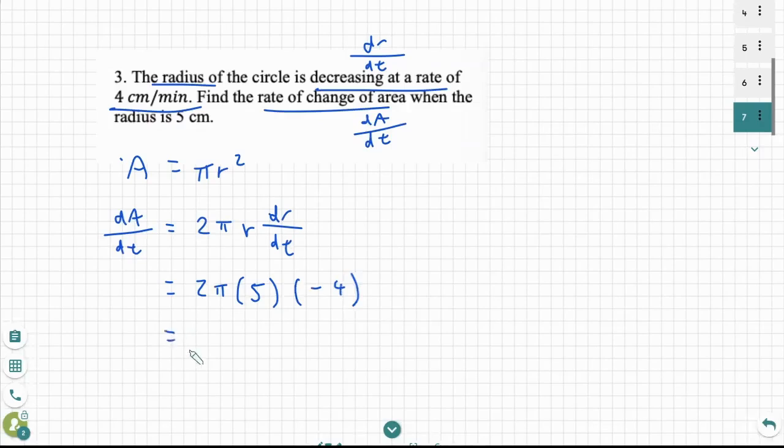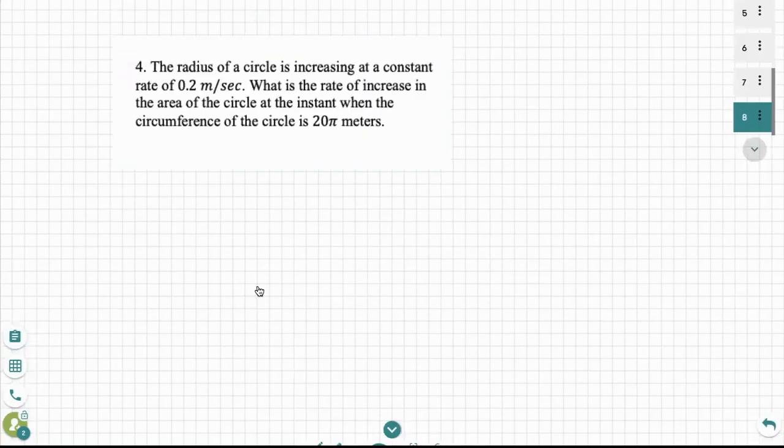Okay. So then what do you get? Negative 40 pi. Yeah, negative 40 pi. Okay. What are the units? Centimeters per minute. What's this? What rate is this for? It's for the area. Yeah, what's that measured in? What are the units that go with area? Centimeters squared per minute. Yeah. Okay, that makes sense. It has to be positive because it's increasing. Okay. Rate of increase.